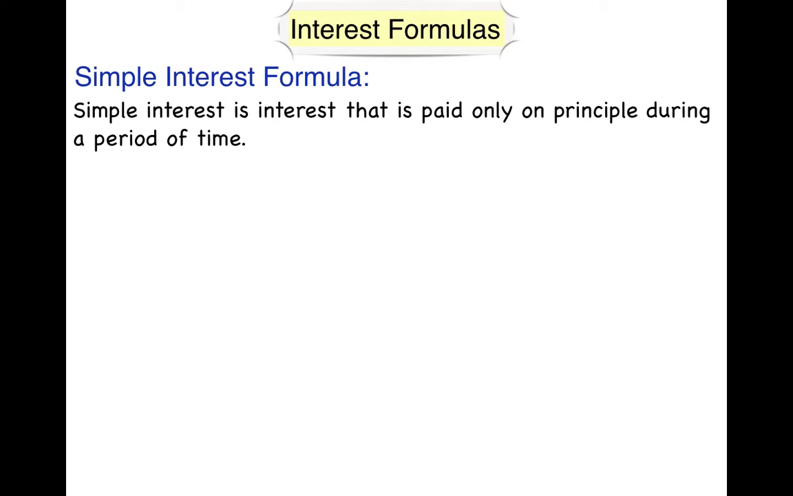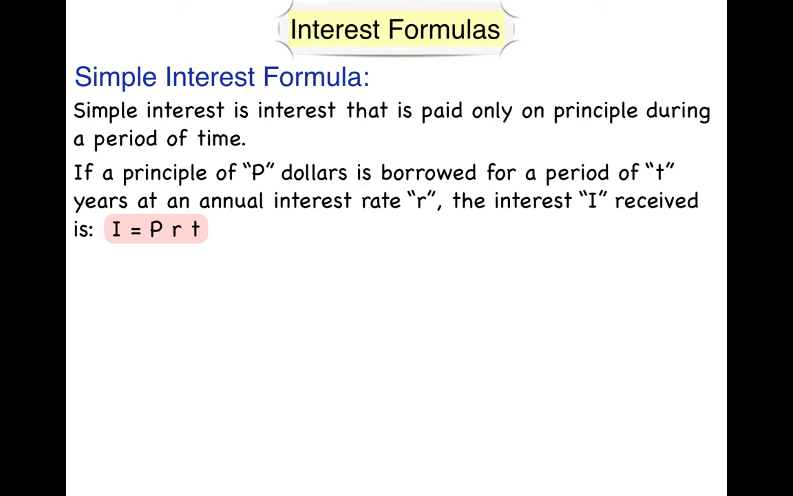Basically what that is, it's interest that is paid only on the principal during a period of time. So if you deposit $100, you're going to get interest off of that $100 and only off of that $100. So as time goes on, you're still getting that same amount of interest. Let's say you get $10 interest. You'll keep getting $10 interest year after year or however long you have this thing.